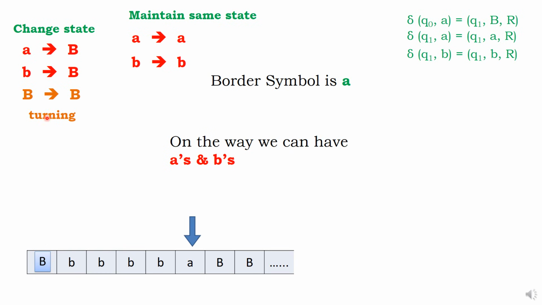Now the turning point. Capital B replaced by capital B, move left side. But it is a turning, so changing the state Q1 to Q2. Done. Q1 to Q2.